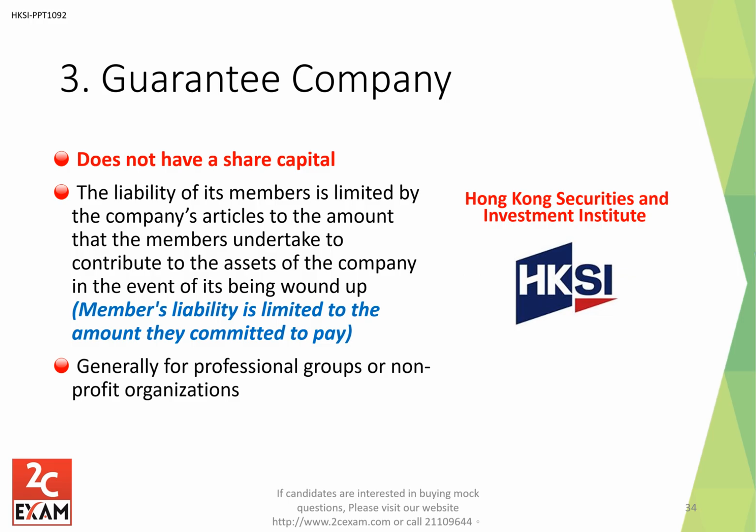The third type of company in Hong Kong is a guarantee company. So, what is a guarantee company? A guarantee company is a very special type of company. It has no share capital, which means it has no shareholders or owners who have invested in the company. When the company is liquidated, the liability of its members is limited to the amount they have agreed to contribute.